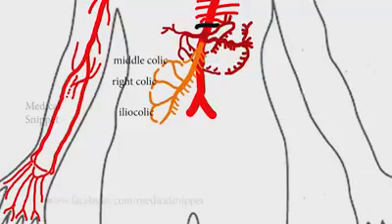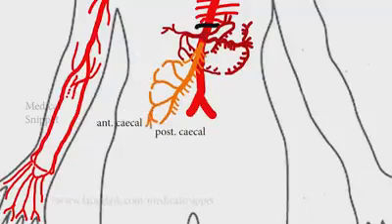The ileocolic artery gives rise to the anterior and posterior cecal arteries. The appendicular branch arises from the posterior cecal artery.